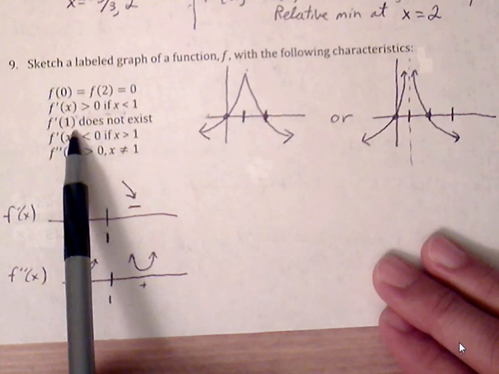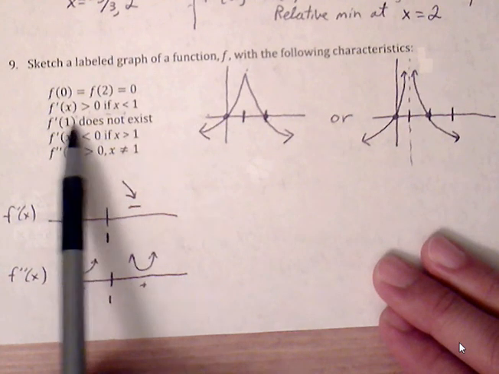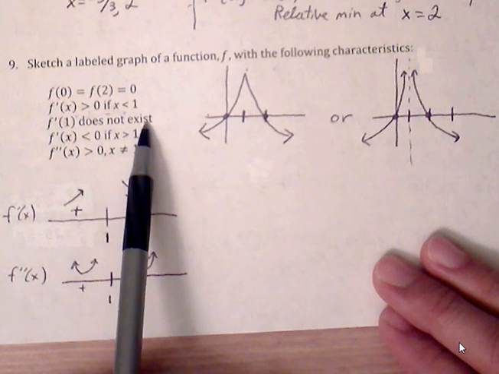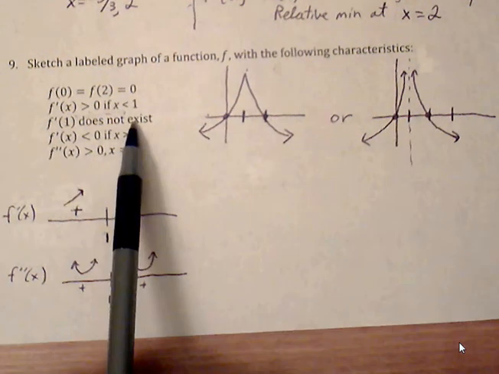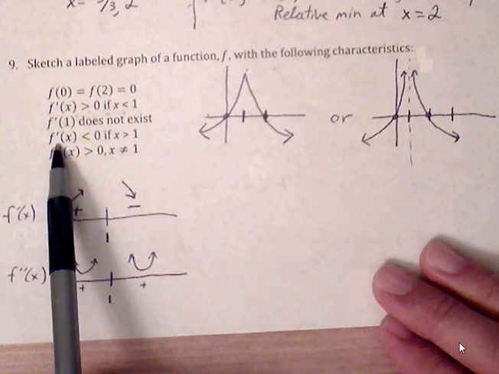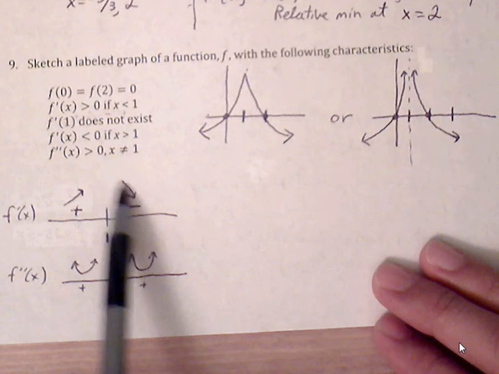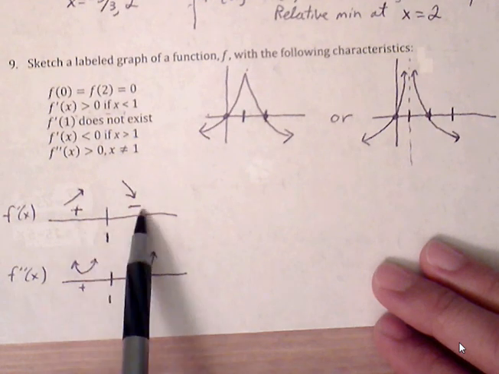f prime of 1 does not exist, so this could either mean there's a sharp point on the graph or that there's a vertical asymptote, so we'll consider that later. Okay, f prime is less than 0 if x is greater than 1. So we have negative slope to the right of 1. Okay, so put down the sign line.